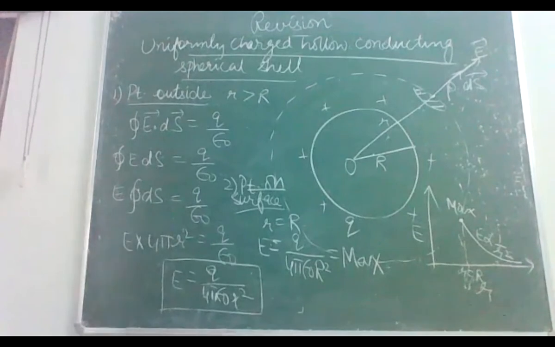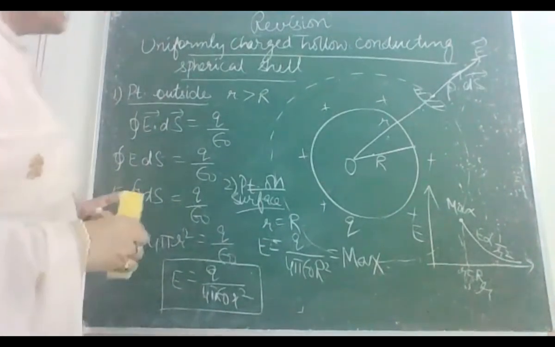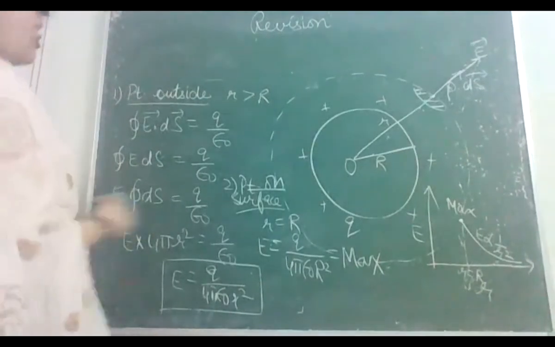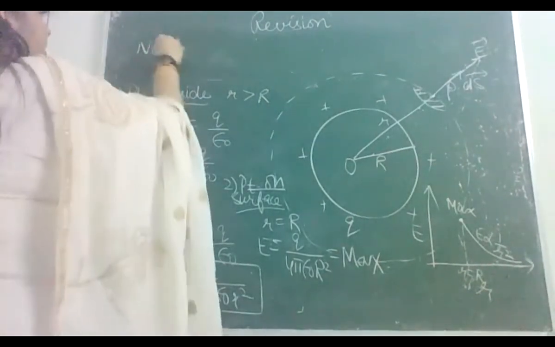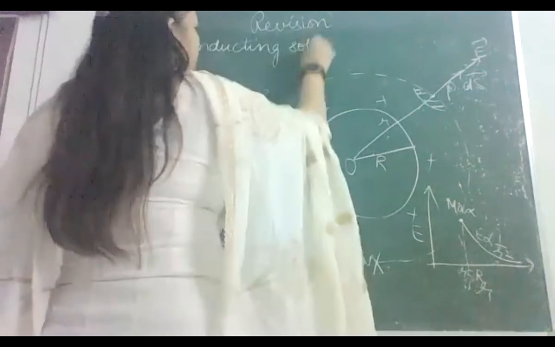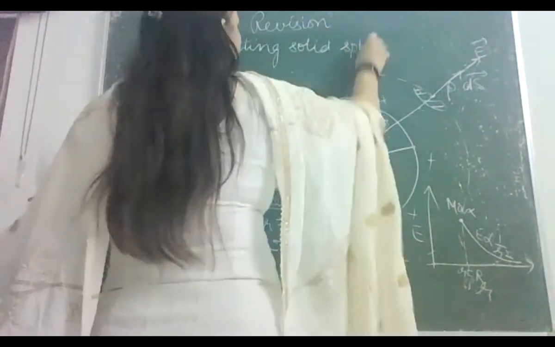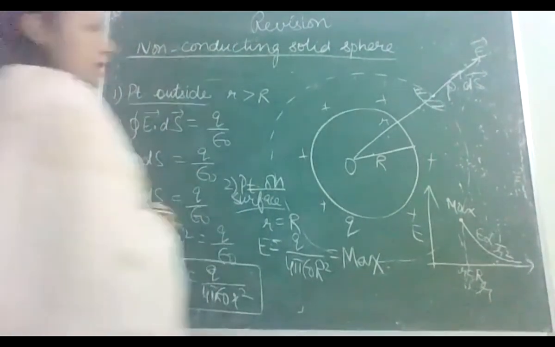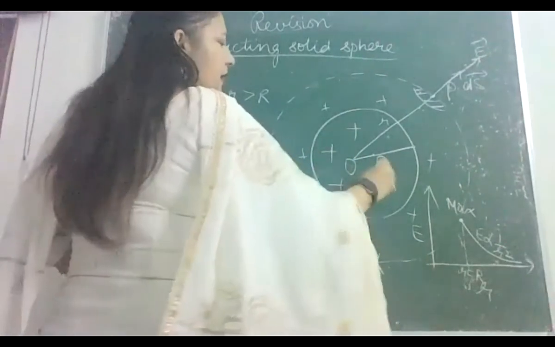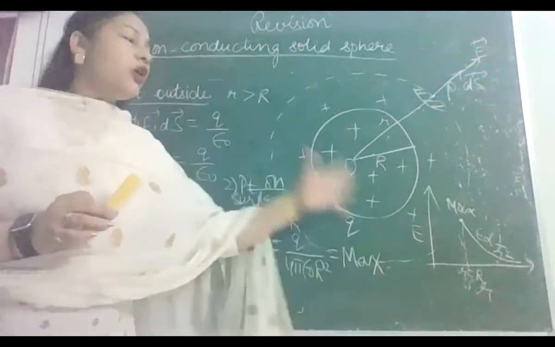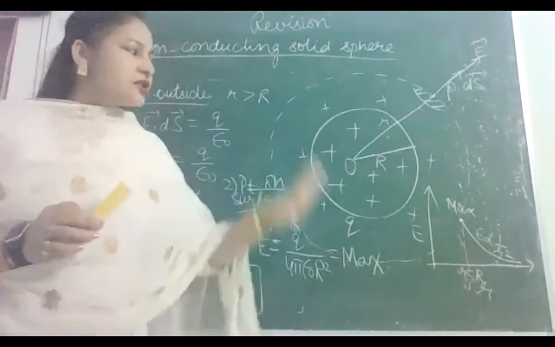Yes, do you have any doubts, students? Now the last application: in place of a conducting shell, if we are having a non-conducting solid sphere, then how would the things change? Non-conducting solid sphere. If the sphere were non-conducting, charge would stay where it is. It won't flow to the outer surface. ये non-conducting है. It's not a conductor now. Charge would stay where it is.